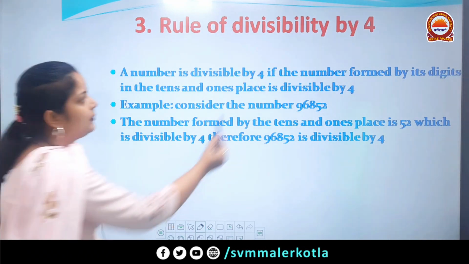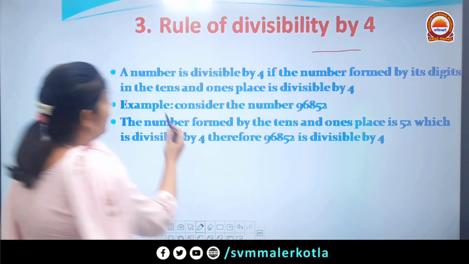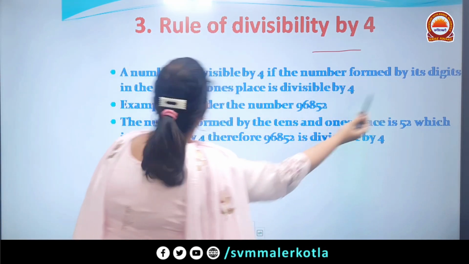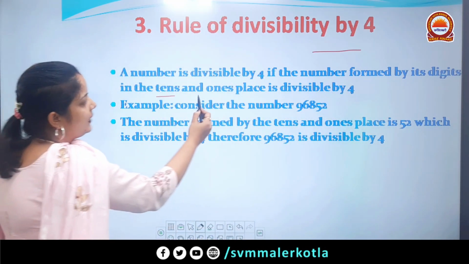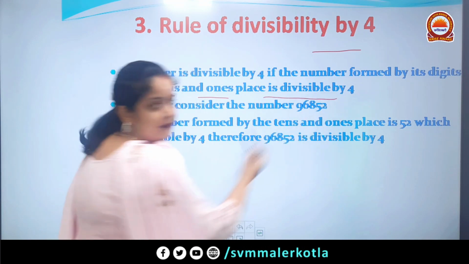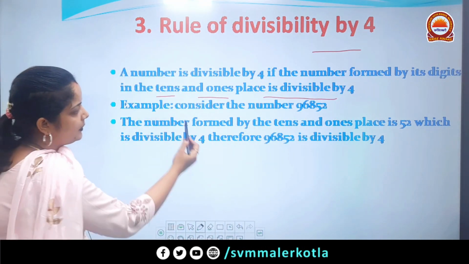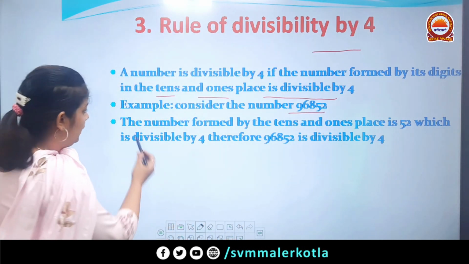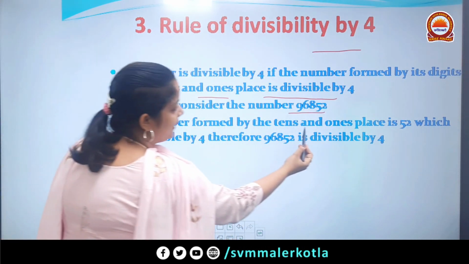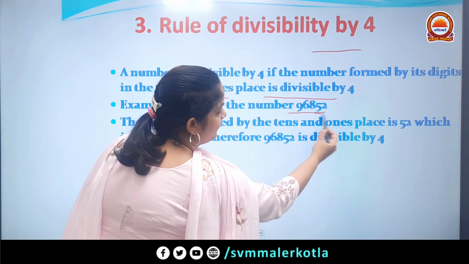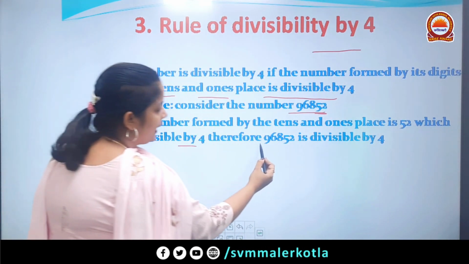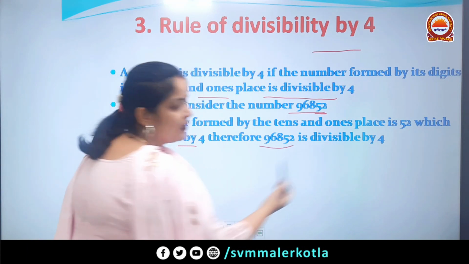Rule of divisibility by 4. A number is divisible by 4 if the number formed by its digits in the tens and ones place is divisible by 4. For example, consider the number 96852. The number formed by its tens and ones place is 52, which is divisible by 4. Therefore, 96852 is also divisible by 4.